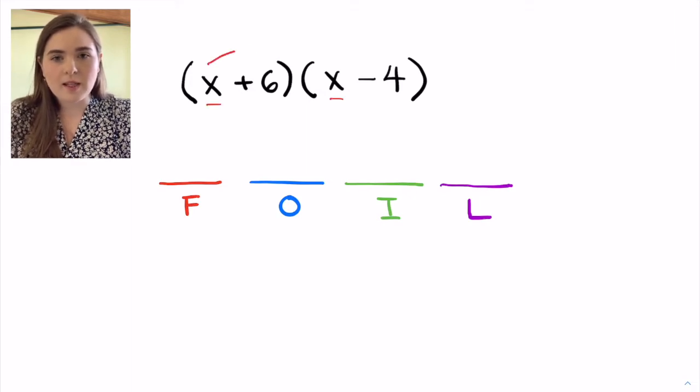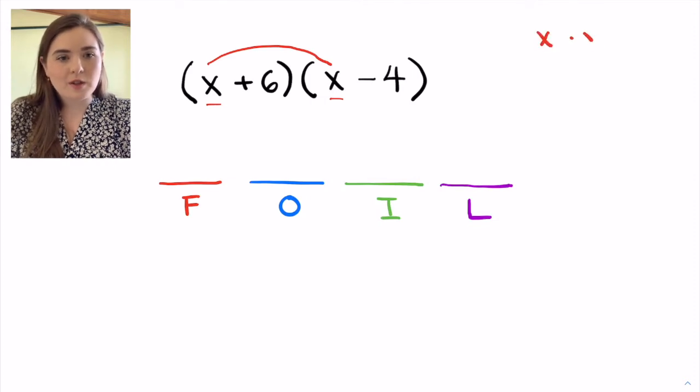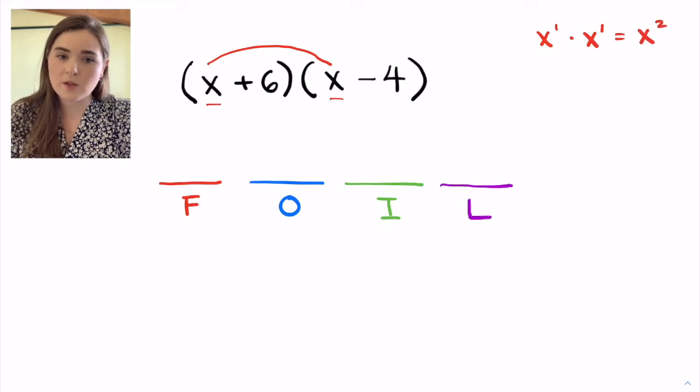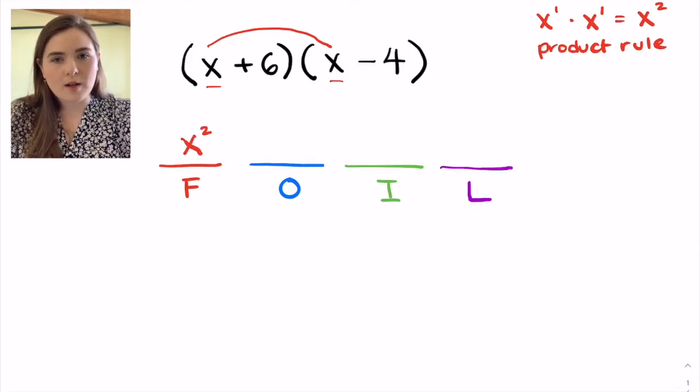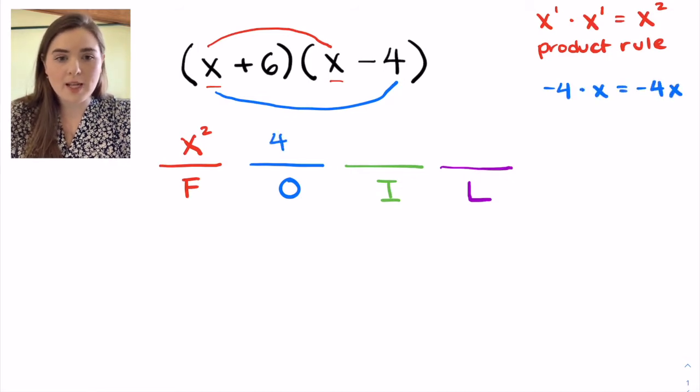Off to the side, I'm writing that I'm multiplying x times x. Remember, x is actually x to the first, and so we can use the product rule here to combine them into x squared. Next, we need to multiply our last two terms, or our outer terms. They're the terms that are the farthest away from each other. So I'm going to multiply 4 times x, actually negative 4 times x, and that's going to give me negative 4x. Make sure that you're writing down the correct sign as you are doing these types of problems.